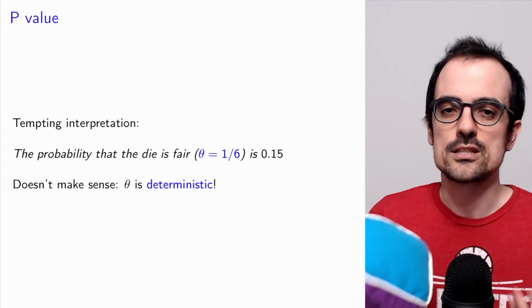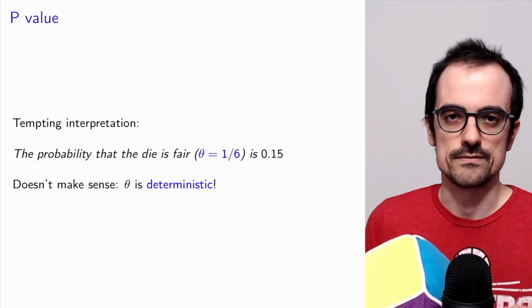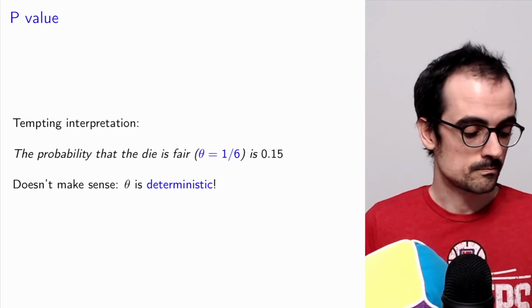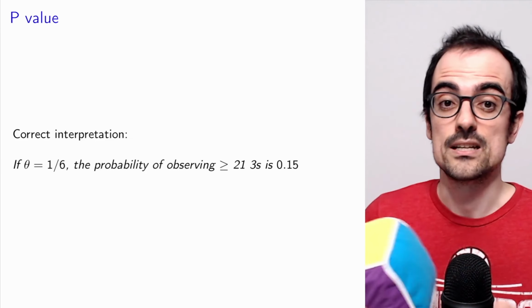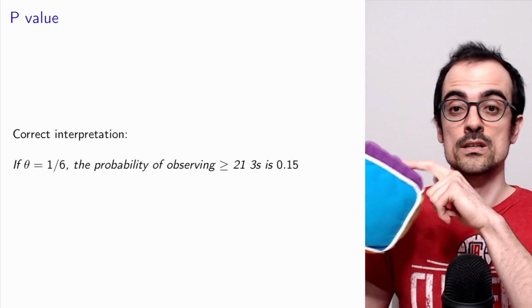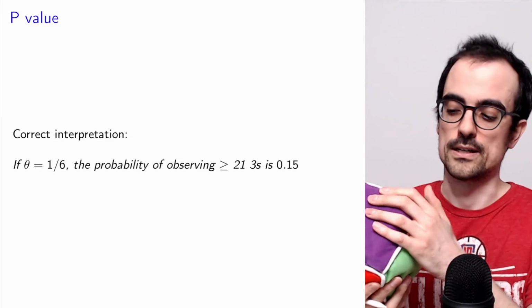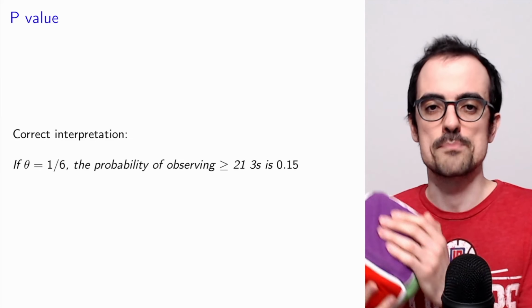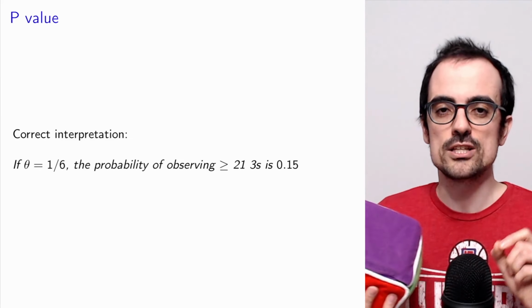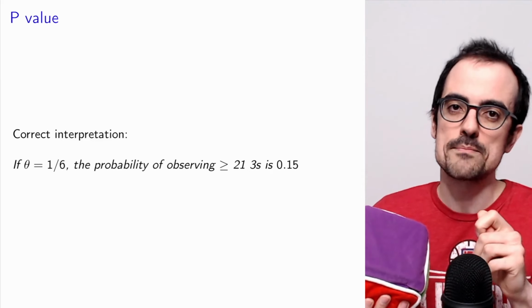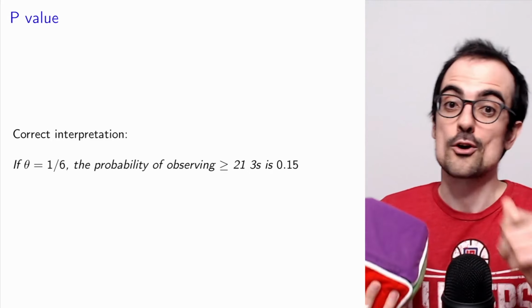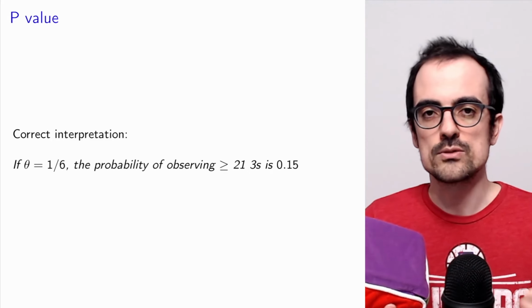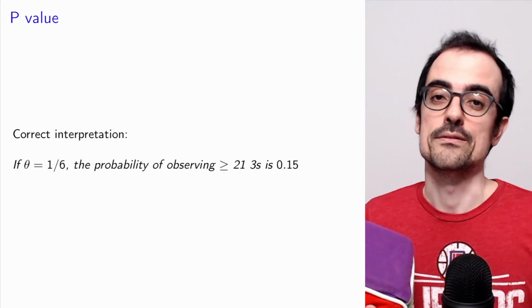What is the correct interpretation of the p-value being 0.15? The correct interpretation is the following. If the die is actually fair, in the sense that the probability of seeing purple is 1/6, then the probability of observing 21 purples out of 100 is 0.15. 21 or more purples out of 100, that probability is 0.15.